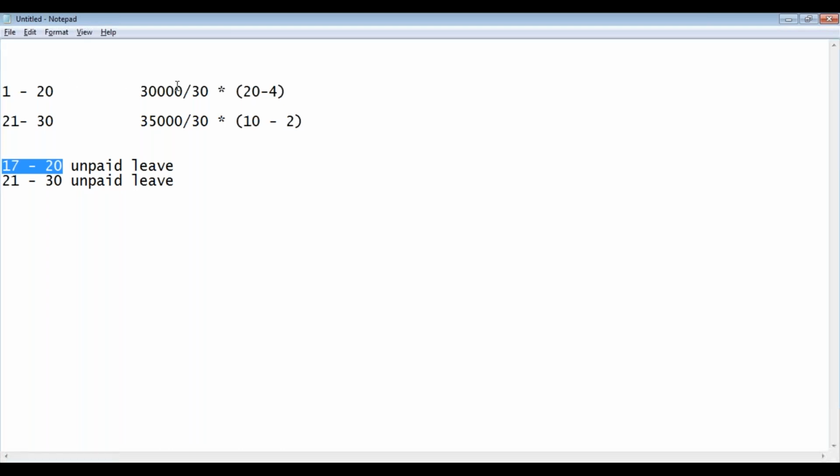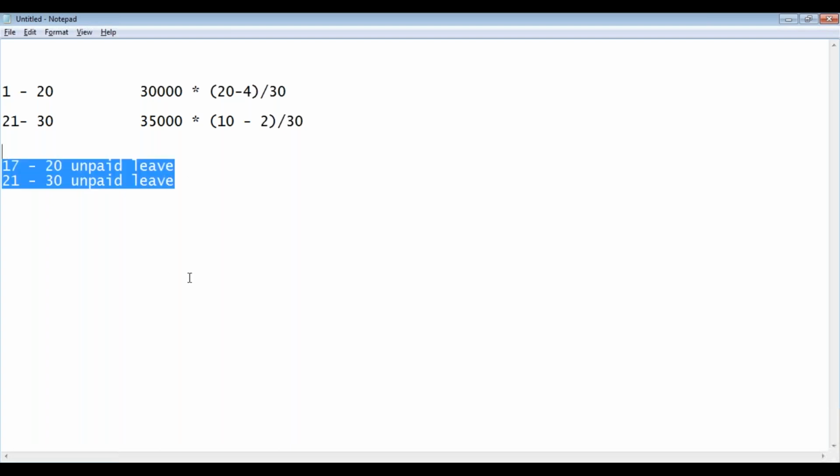Clear? So you can write this formula like this also. You can shift it to this side. This is called factoring or salary proration, which we will discuss later. Without splitting the WPBP, it is not possible to calculate the proration. Understood? One more example: why is the split required?